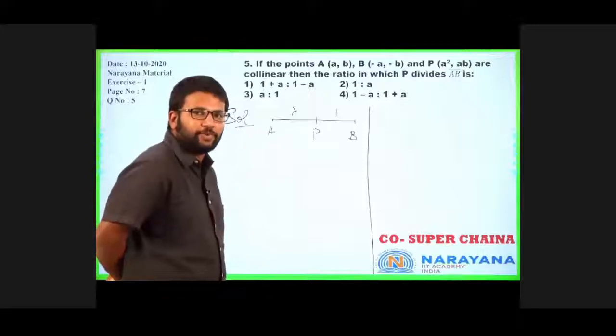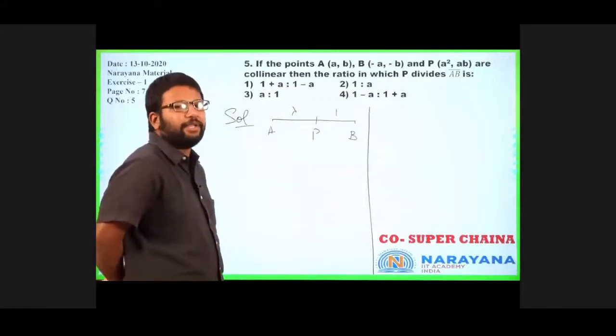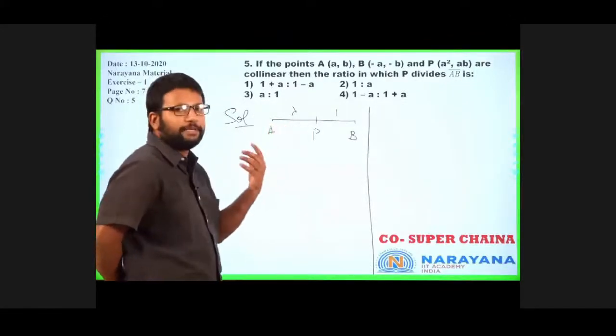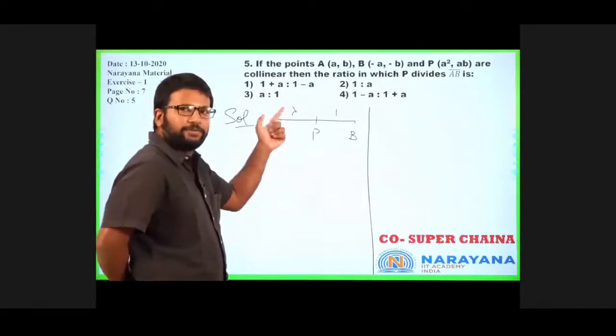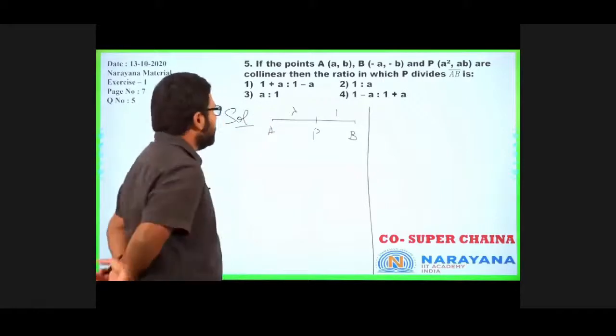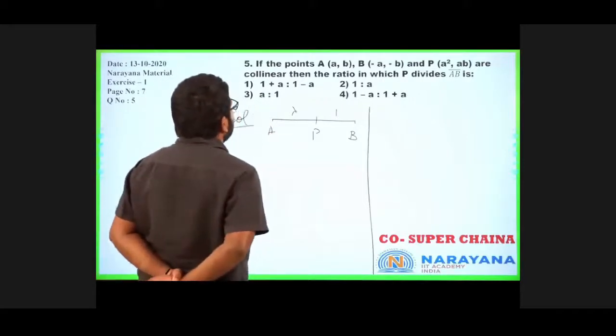You could also take it as m is to n. Perfectly fine, right? Eventually you have to find the ratio. So let us just take lambda is to 1. One advantage would be there is only one unknown, so you need only one equation. Alright? So lambda is to 1.